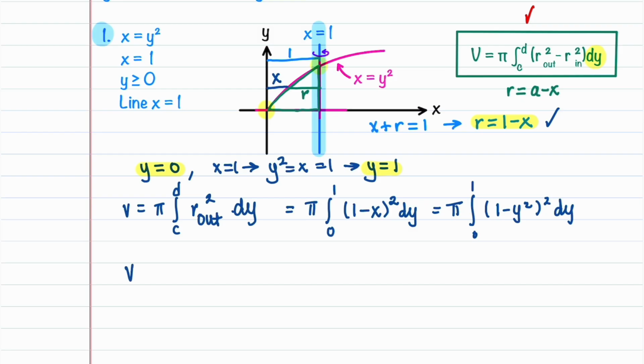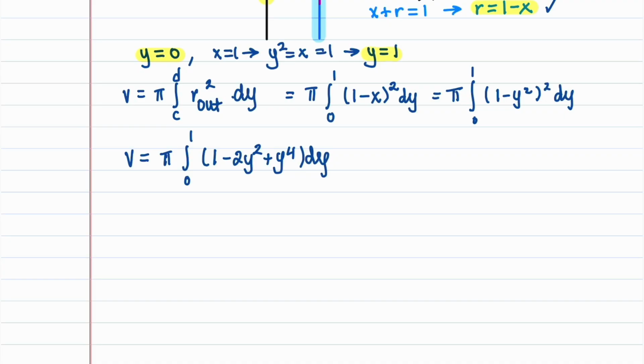Before we integrate, let's go ahead and multiply that quantity out. So we have 0 to 1. We have 1 minus 2y squared plus y to the 4th times dy. Now we can go ahead and integrate. This is y minus 2y cubed over 3 plus y to the 5th over 5, and we're evaluating this from 0 to 1.